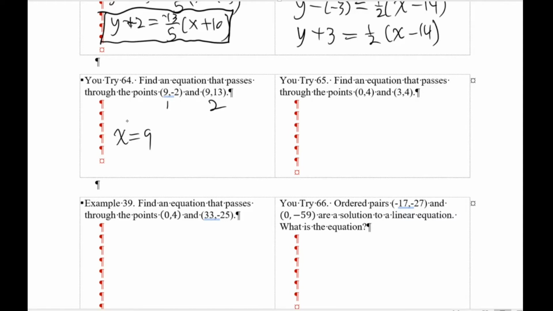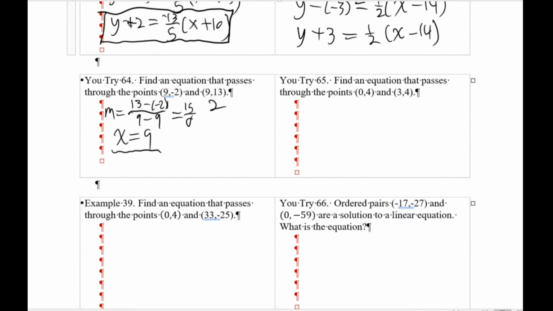But say I didn't notice yet that this was going to be a vertical line. First I could try to find the slope. m equals y2, which would be 13, minus y1, negative 2, over x2, 9, minus x1, 9. I get 15 over 0, which is an undefined slope. And the only equation that has an undefined slope is a vertical line. In either case, we should realize that this is going to be the equation x equals 9.